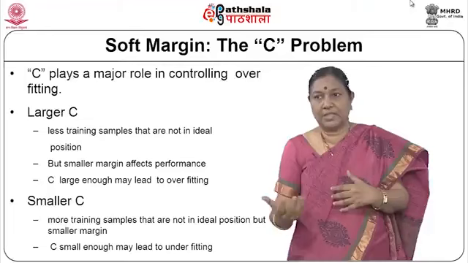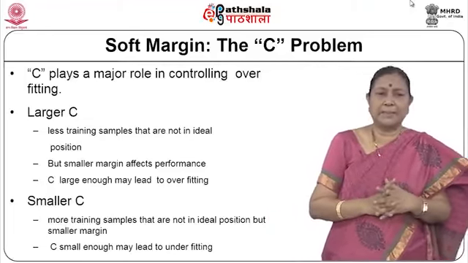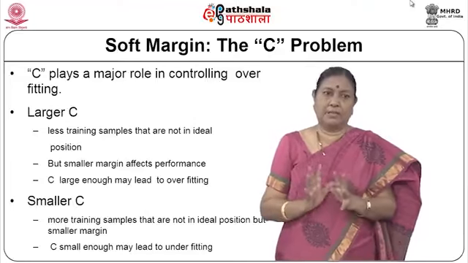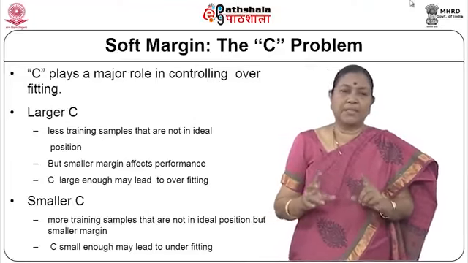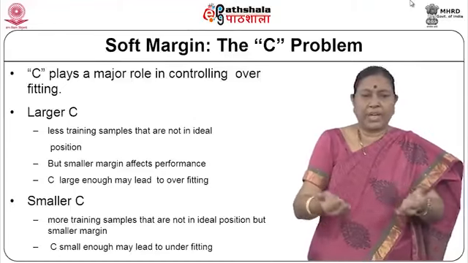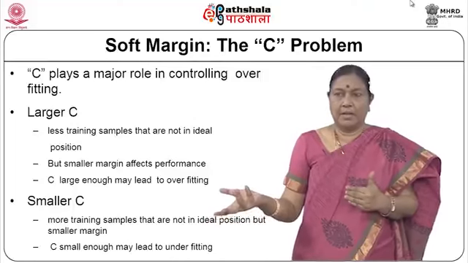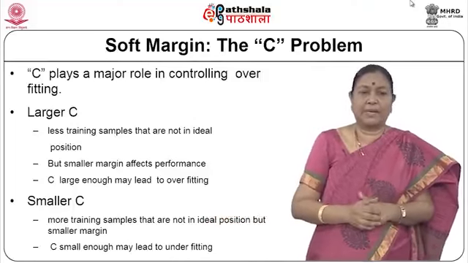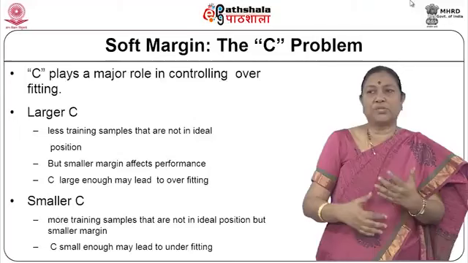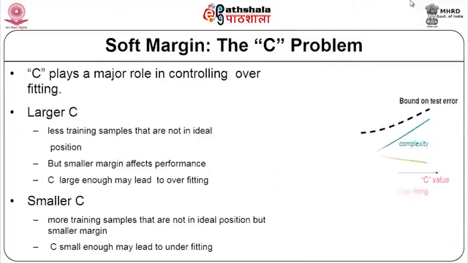If you put a large value of C, it becomes overfitting, we have already mentioned it. The larger C, fewer training samples that are not in ideal position, but a smaller margin affects the performance. So, C large enough may lead to overfitting. If you have a small C, more training samples that are not in an ideal position, that is, misclassified, will come, but it may also result in underfitting. So, you have to choose the C appropriately. Again, it is a trial and error method.